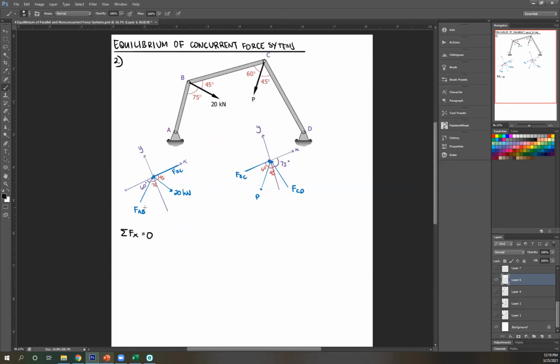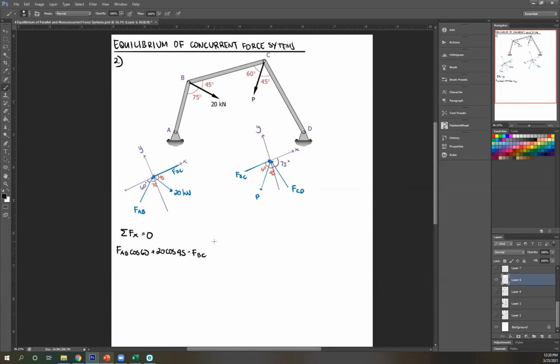So let's start with FAB. FAB is to the right, even though this is your arrow or this is your force. It's still to the right, so therefore it's still positive. FAB, and since your angle is from the horizontal axis, we can use cosine for X component. So FAB cosine 60. Next, you have your 20, once again to the right. Okay, so positive 20 cosine 45. Next, you have your FBC, which is to the left, so minus FBC.